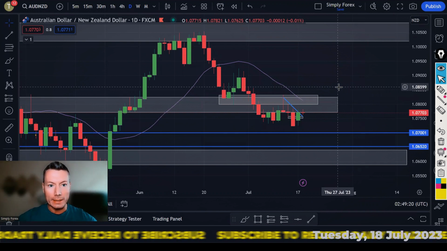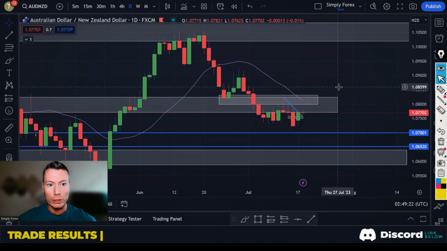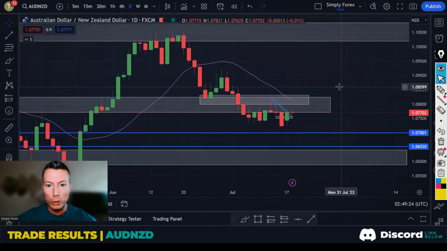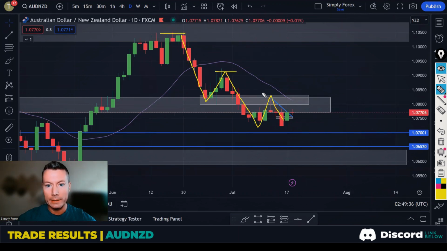Right, let's start with yesterday. The first trade was Aussie dollar, New Zealand dollar, and we were looking to short this pair. Why? Let me explain. We were in a downtrend, guys. Lower highs, lower lows. The idea was just to carry on this downward structure back down to one of these targets, either 0700 or 0650. I love a psychological level. So that was the idea, guys.